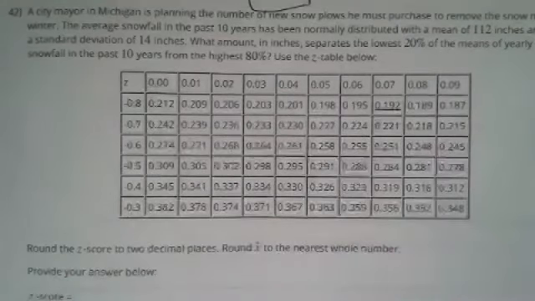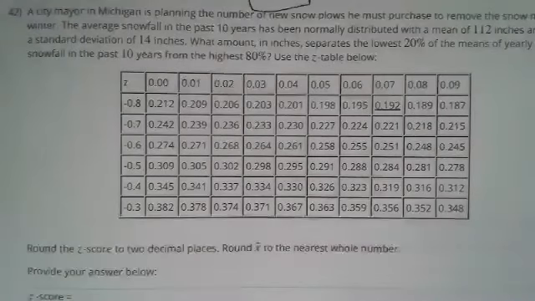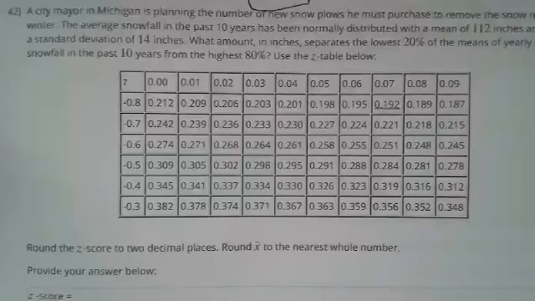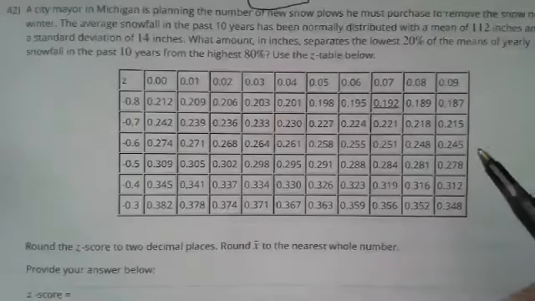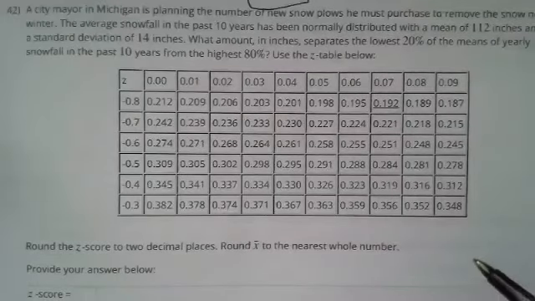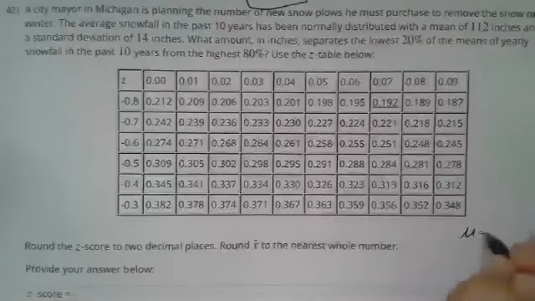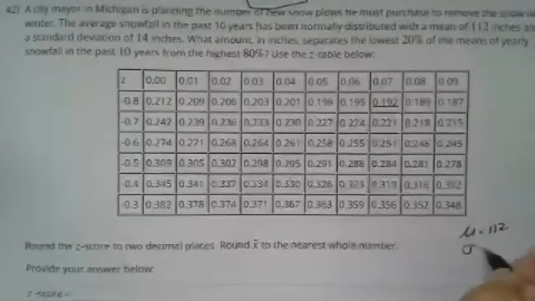Okay, so what are we doing? We know the percentage is 20%, so we can work backwards. We can find the Z-score that associates with 20%. Let's see here. We have the average snowfall, so the mean is 112 and the standard deviation is 14.